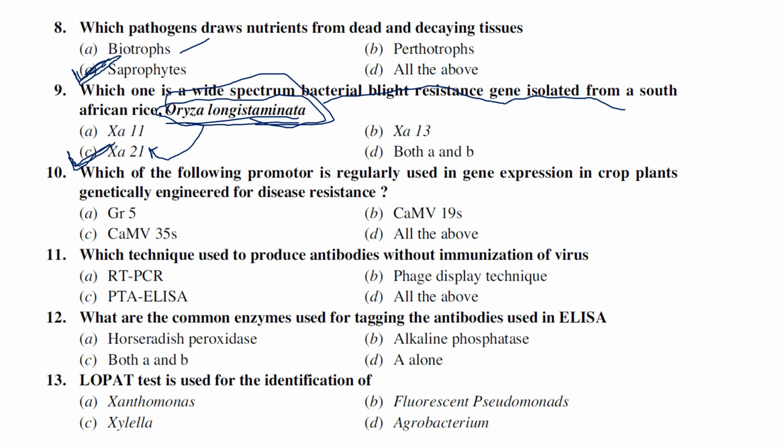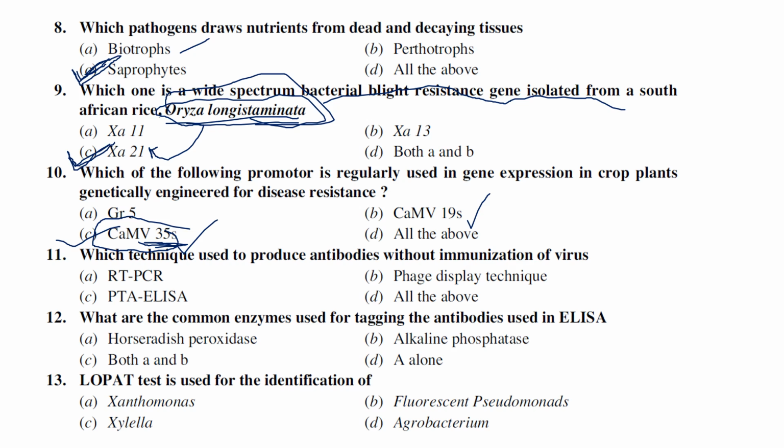Actually, cauliflower mosaic virus, which is a double-stranded DNA virus, contains two kinds of promoters, the 19S promoter and the 35S promoter. Among these two types, the 35S promoter is especially recommended for gene expression. So the answer is cauliflower mosaic virus 35S. They will simply ask 35S, 19S, something like that. So the answer is 35S, the best promoter in genetic engineering.